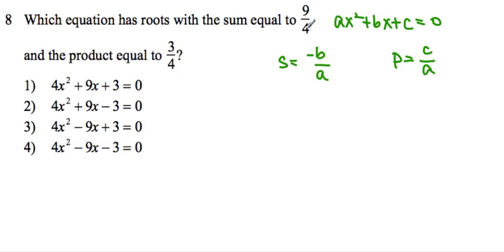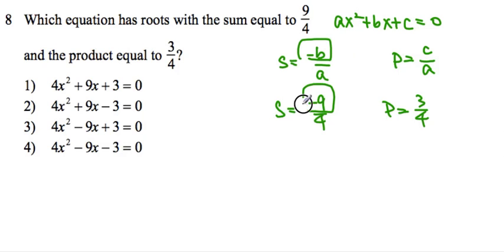Now, notice that both denominators are 4, and then we have a leading coefficient of 4, so we can say sum must be equal to negative 9 over 4. Then product must be 3 over 4. In other words, a must be equal to 4. Then b, notice that negative b is equal to negative 9, so b must be equal to 9. So 4, 9, okay. The last one is what? 3. C must be equal to 3. So we get choice 1 becomes our answer.